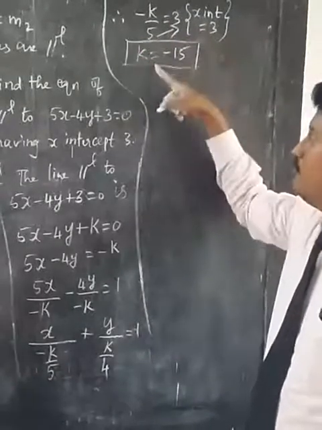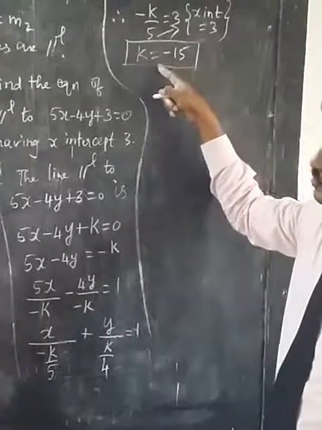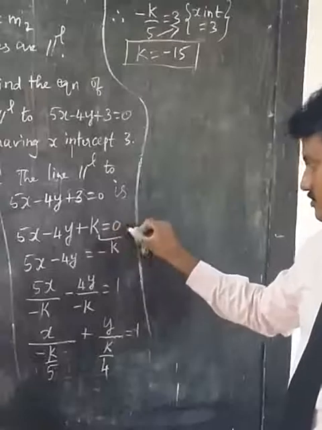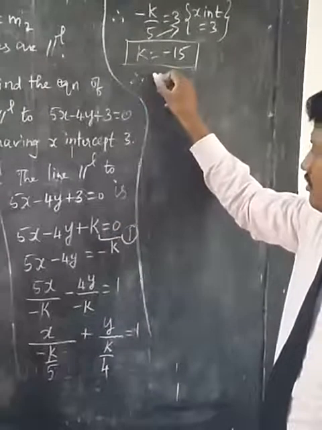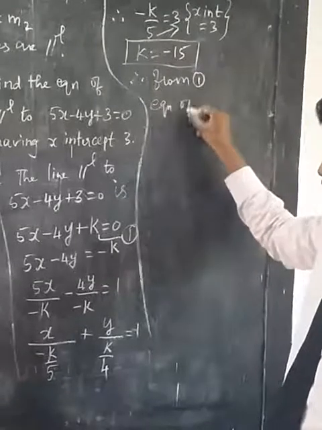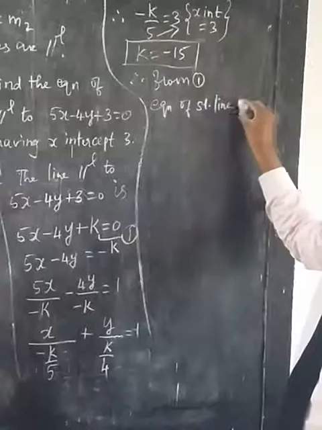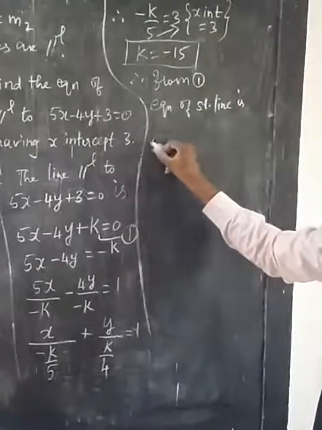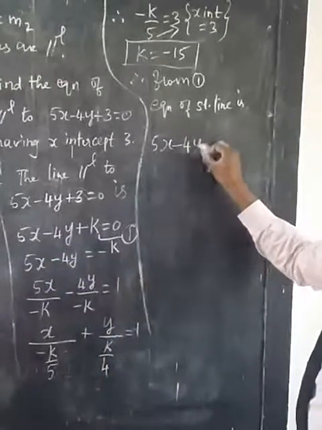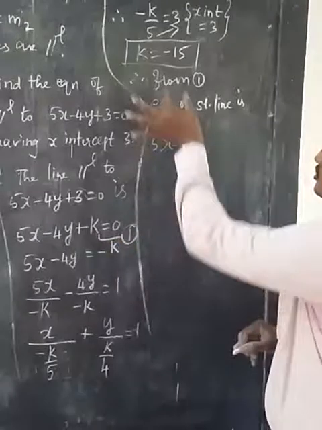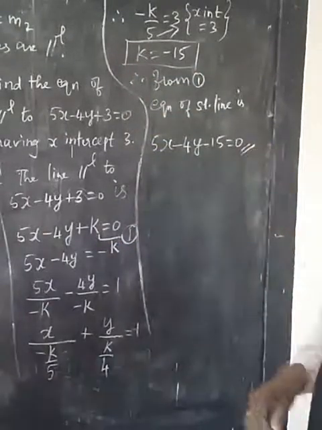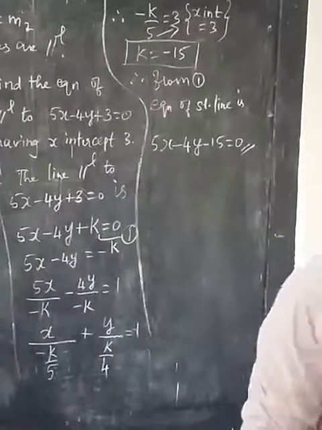I said only k value we need to find. Now we found out k value also. So from where we are going to get the equation of straight line. This is the equation of straight line, first equation. Therefore from equation 1, equation of straight line is 5x minus 4y plus k is there. Instead of k we found out a value, so minus 15 equal to 0 is the final answer. So this is the equation of straight line.